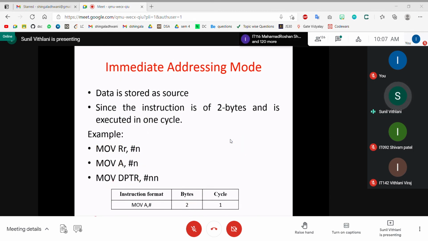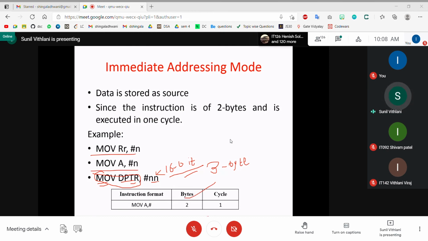So this is move DPTR, and then I have written nn. This is indicating that your data is 16 bit. So in this case it requires 3 bytes: 1 byte for your opcode and 2 bytes for your data. In the other two examples it requires only 2 bytes.